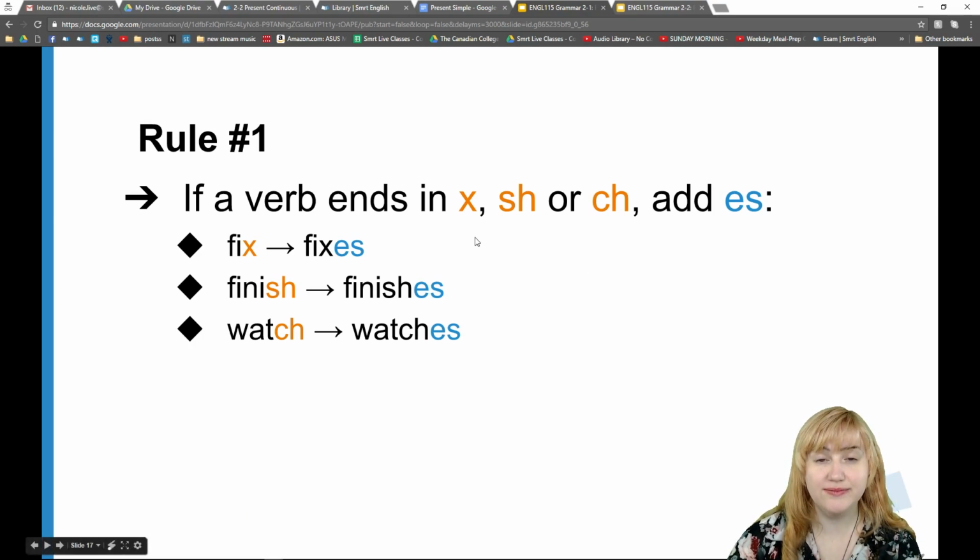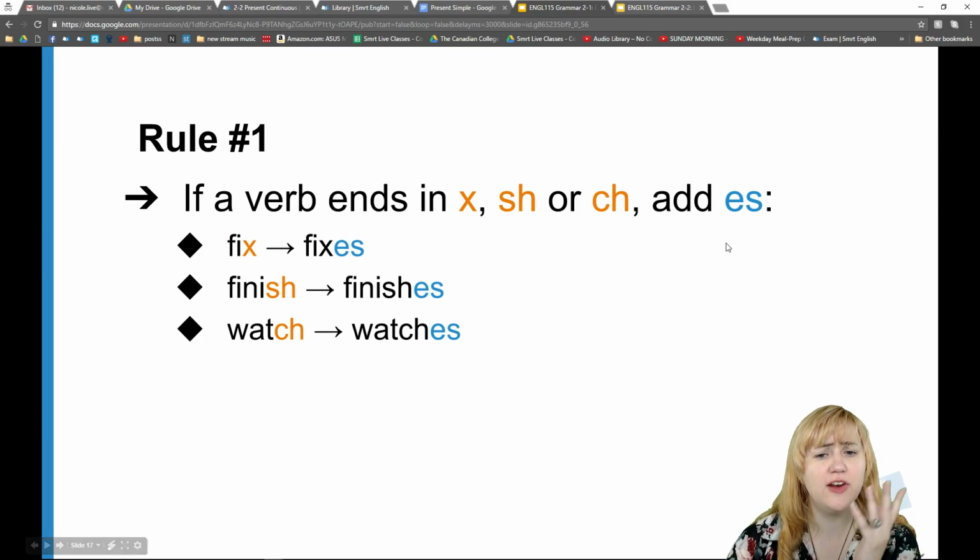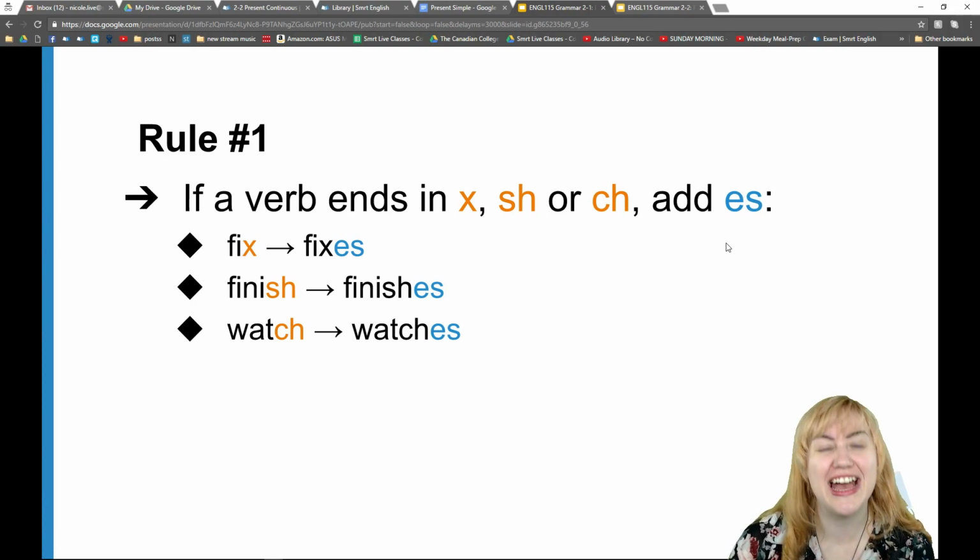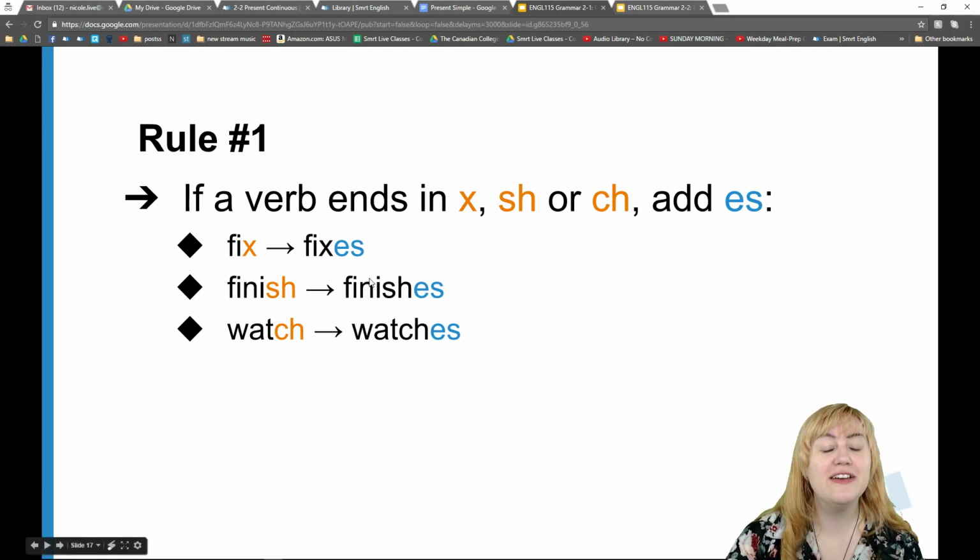Our first special rule is if a verb ends in X, SH, or CH, we're going to add ES. Also if it already ends with S, you're gonna add ES as well. So we have a couple examples. We have fix, fixes. Finish, finishes. Watch, watches. And each time we add es.